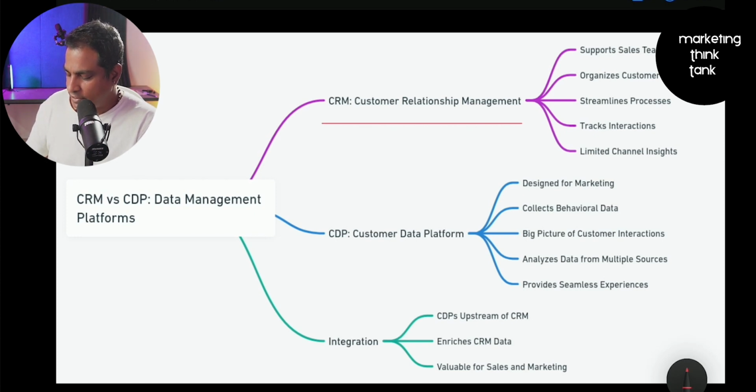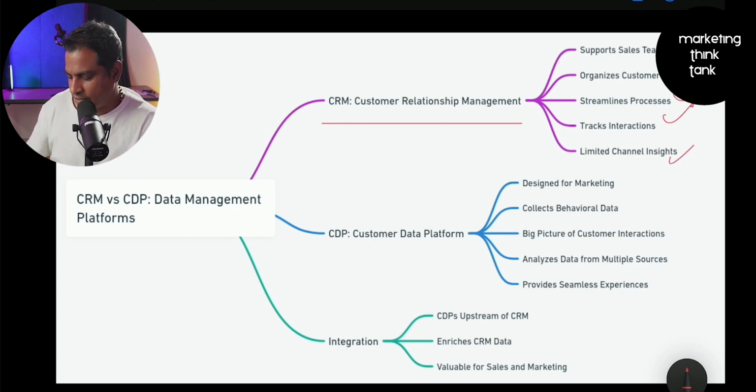As we had discussed, how many times did you interact with a customer in the last 3 months? All the interactions, all the messaging, everything is included in the CRM. Then you have streamlining processes. A CRM streamlines the processes because it can tell you which stage of the buying cycle the customer is at, and what the lead score is. I mean, where does he rank in terms of sales readiness? All this intelligence comes from CRM systems. Then it tracks interactions. We also have seen limited channel insights.